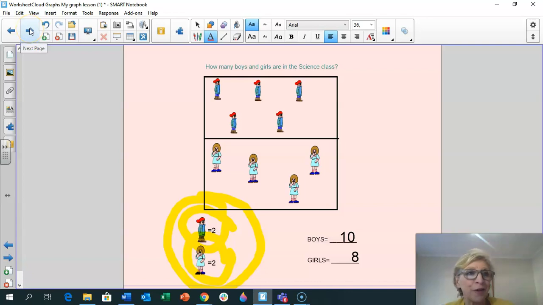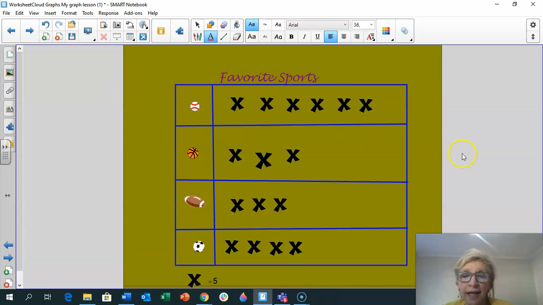That's what I love about these things, because they're pictorial, they're visual, they're colorful, and they're quick to be able to read and get information or data off them. All right, and here's another one which is talking about favorite sports. Okay, so each cross represents 5 people who voted for those sports.